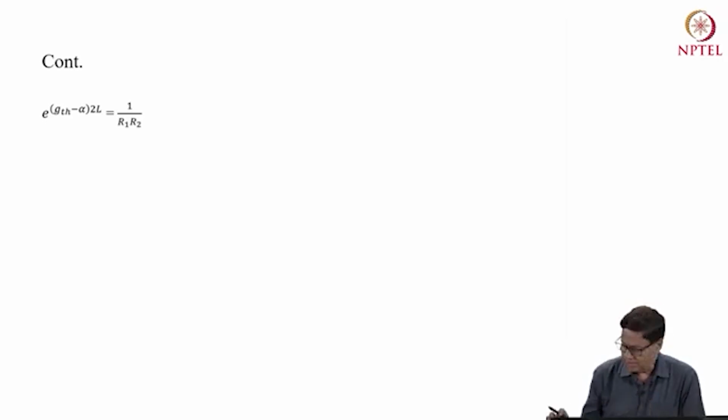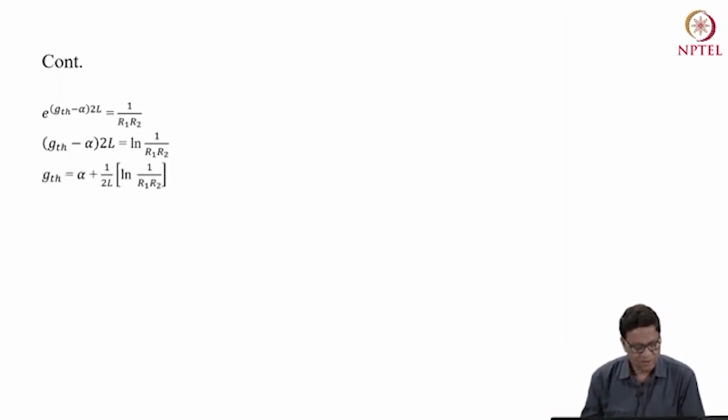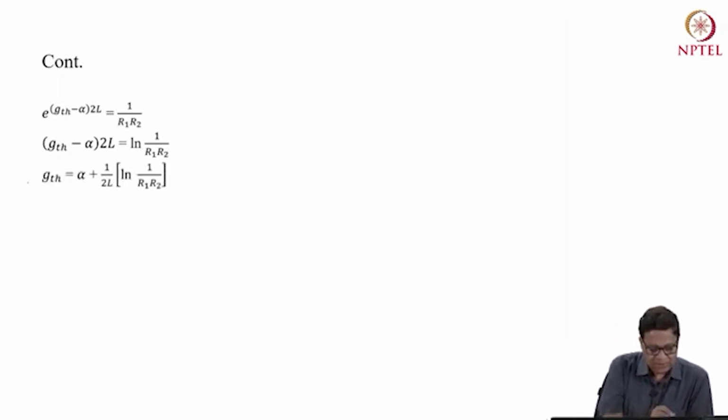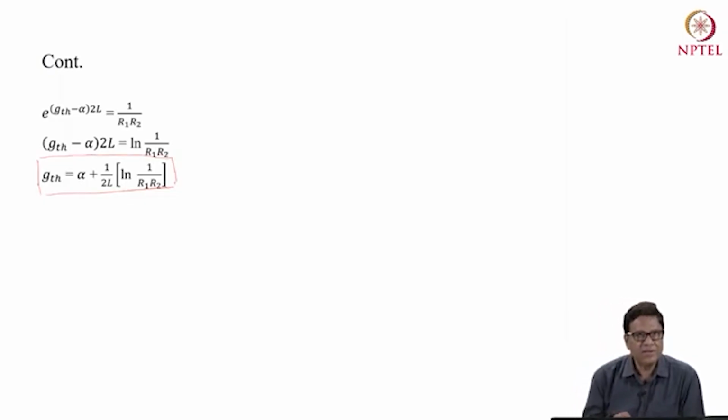So this is rewritten here, and I can find out the value of g_th by taking log natural on both sides. So this gives me (g_th minus α) into 2L is equal to log natural of 1 by R1 R2. And this is the expression for the g threshold, that is the gain required, which is α, the loss happening inside the cavity, the laser cavity, plus 1 by 2L into log natural of 1 by R1 R2.